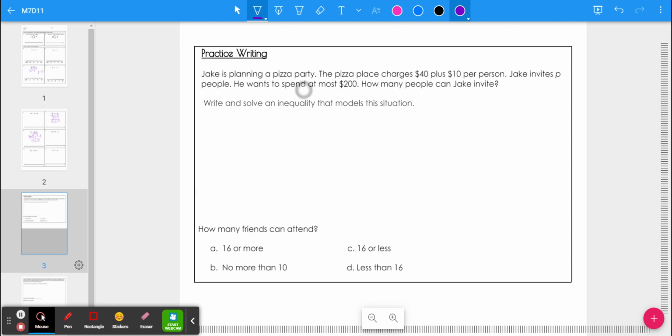Well, we have at most here. And if you use your little flip chart that we made, at most means less than or equal to, right? Then we know that the total that he doesn't want to go over is $200. He wants to spend $200 or less on this pizza party. He spends $40 plus $10 per person, which will be 10p. And then you'll be able to go ahead and solve that on your own.